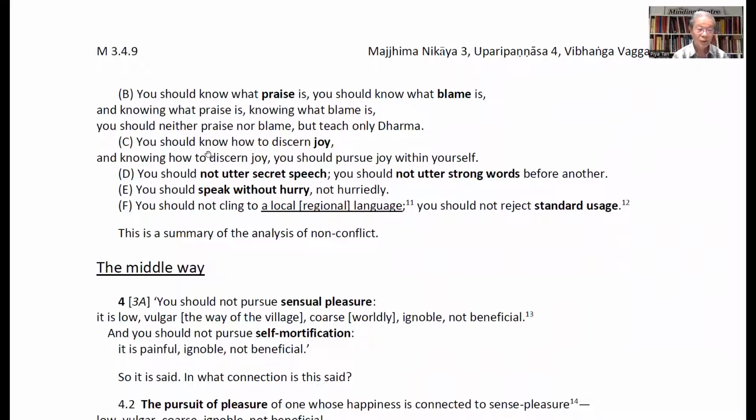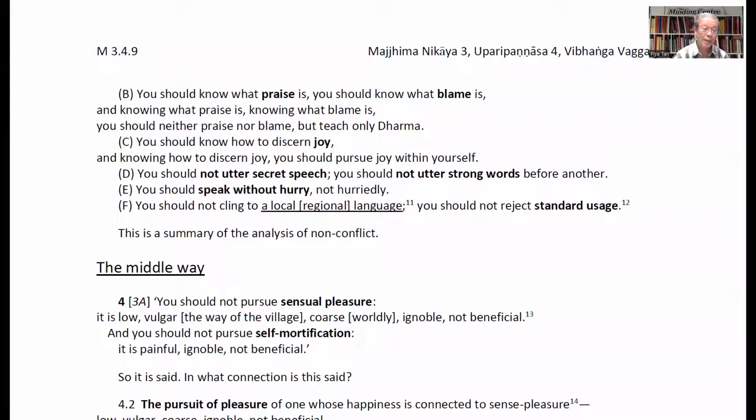You should know how to discern joy, happiness. And knowing how to discern joy, you should pursue joy within yourself. Notice, find the joy inside you, not outside you. Not outside us means not through the senses, because the senses are always looking for something outside, objects are outside. Just look within us, that means through meditation. Details later, it's just the syllabus.